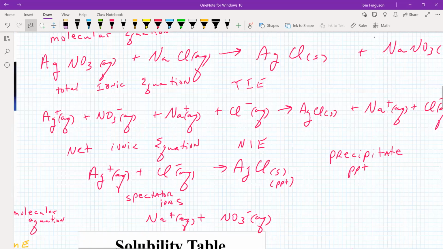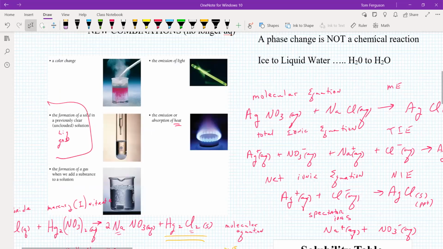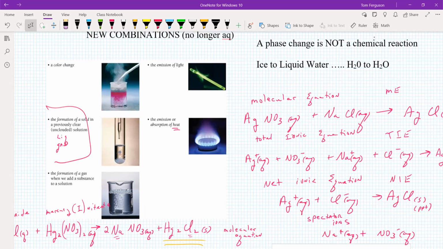Okay, I want you to know these indicators of a reaction. So, color change, light is generated, solid, liquid, or gas forms, and the absorption or emission of heat. Does it get hot or does it get cold? And this is the same thing as formation of gas. And remember, the formation of a liquid is an acid and base neutralization reaction, forming H2O.